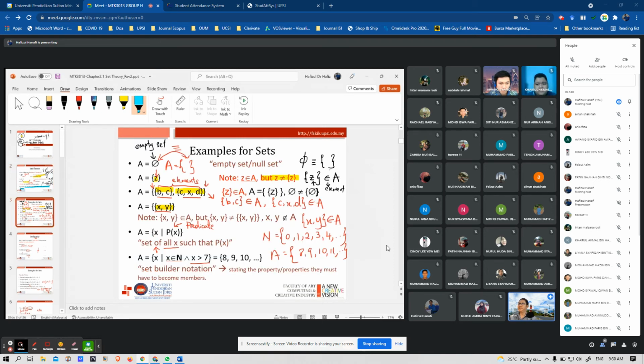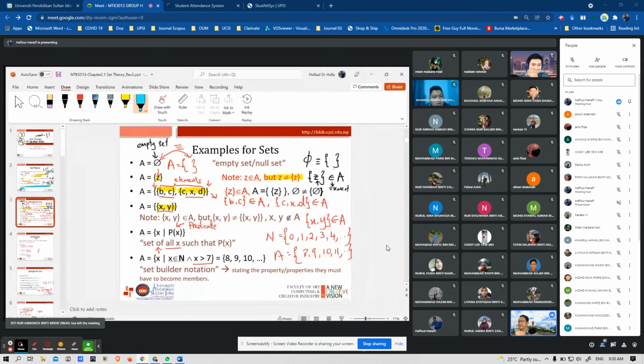Okay, this is an example for a set. We have set A as the empty set. Okay, we have the empty set. We can count it, or we can draw an empty set like this, or you can draw the equivalent to the empty set like this. Okay, empty set, or you can call it a null set.